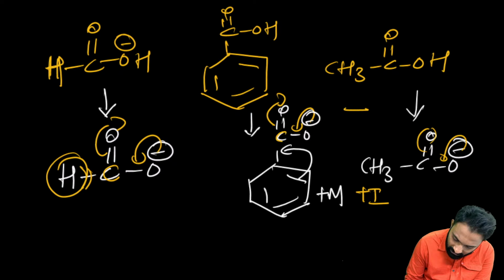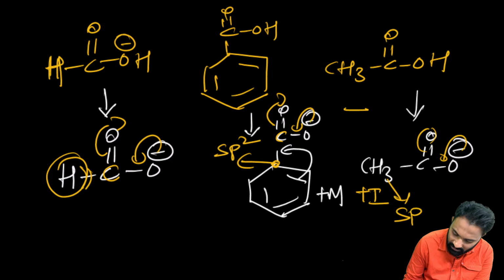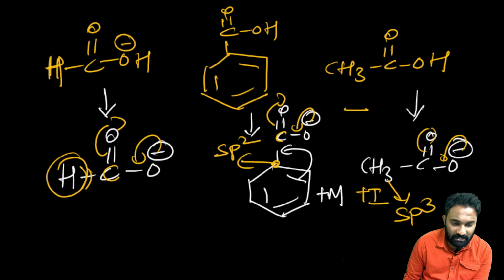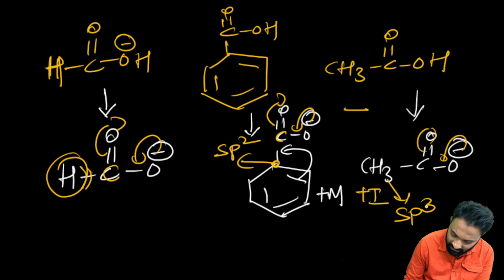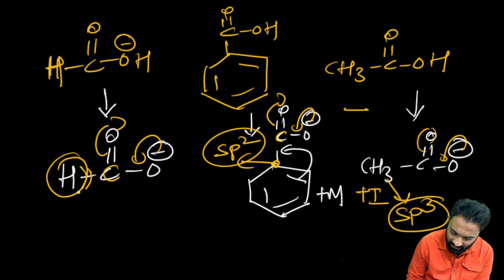Now you can see very carefully: here this carbonyl carbon is attached to the sp2 carbon. Here this carbonyl carbon is attached to the sp3 carbon. In that manner we can justify. Here it is normally free, so this one will be stabilized very fast. So one is more acidic.